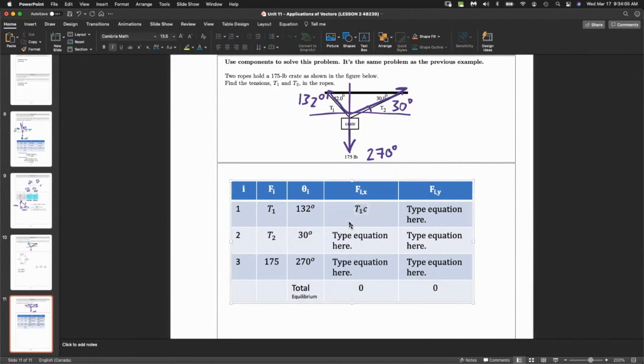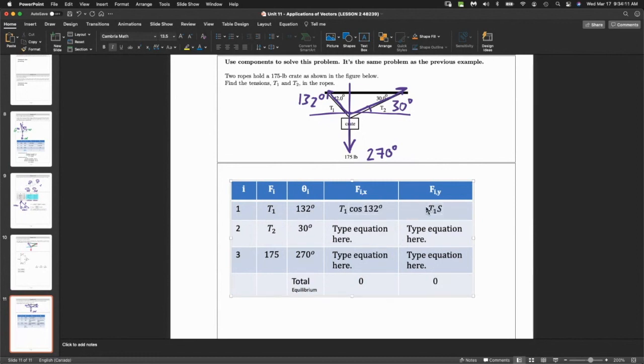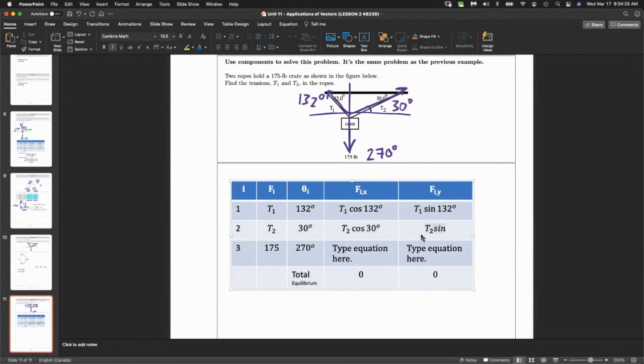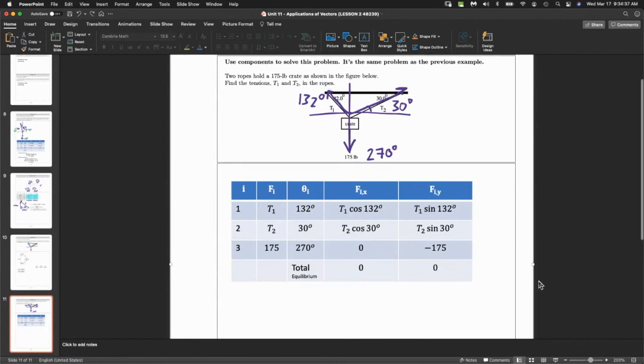We have T1 cos 132, T1 sine 132, T2 cos 30, and T2 sine 30. And then for the last one, we have 0 and negative 175. And hopefully you can see how the setup here is very similar to what you saw in the earlier example where we were lifting a crate.